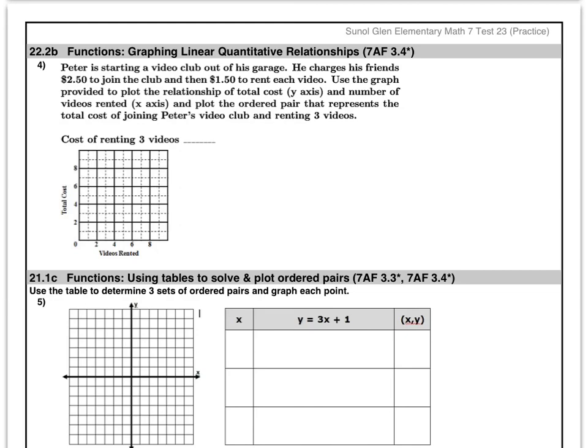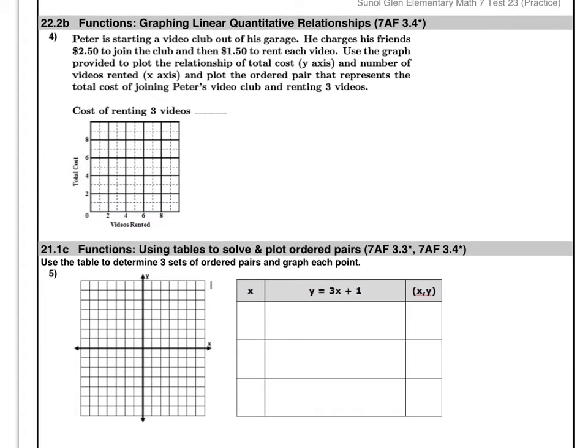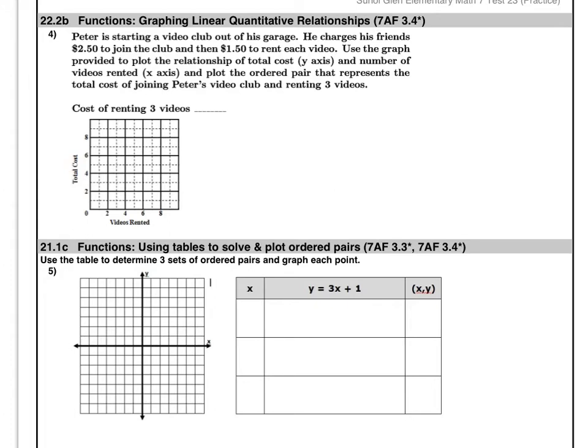And we have another function. We're graphing, and we're showing a relationship. And remember, a relationship is shown through that line. Okay, it's the correlation in which direction it looks and what's happening. So Peter is starting a video store, and he charges his friends $2.50 to join the club, and then $1.50 to rent each movie. Okay, use the graph to plot the relationship of the cost versus the videos rented, and plot the ordered pair that represents the total cost of joining the video club and renting 3 movies.